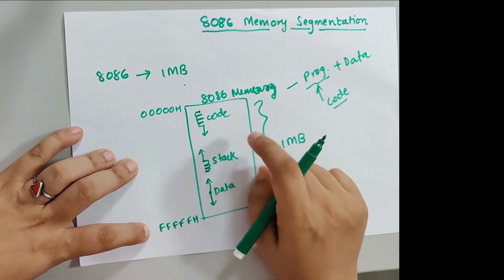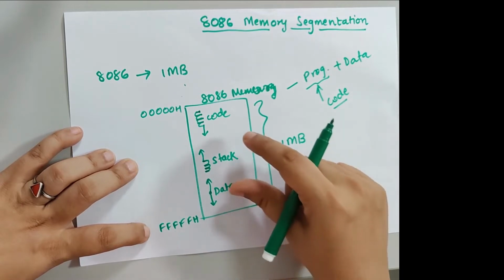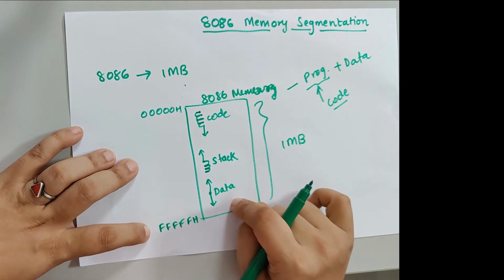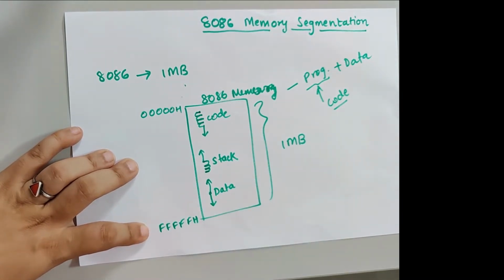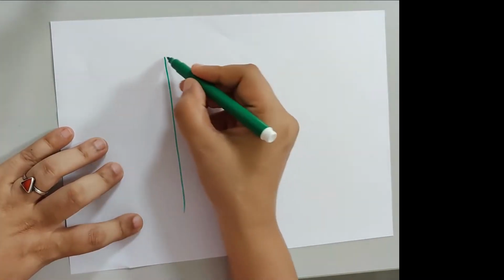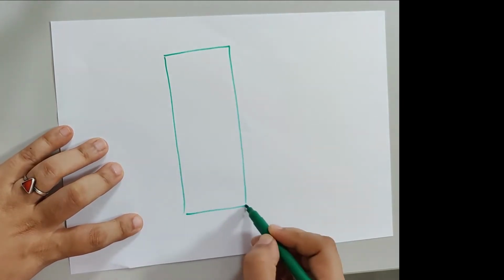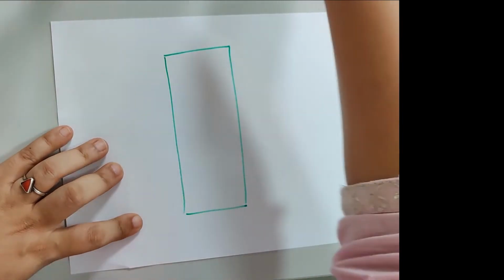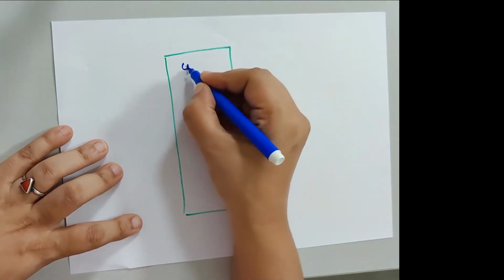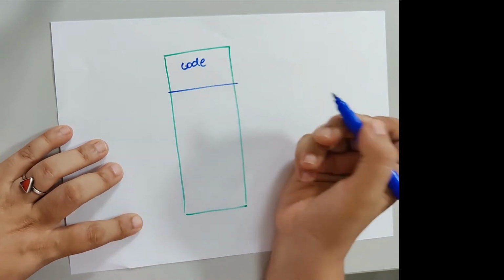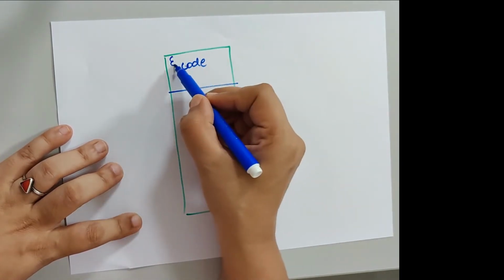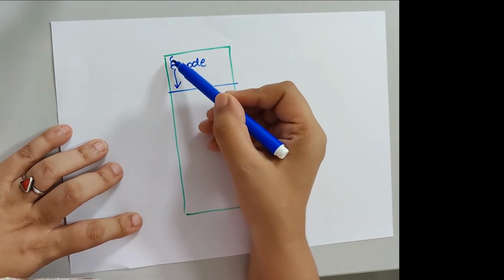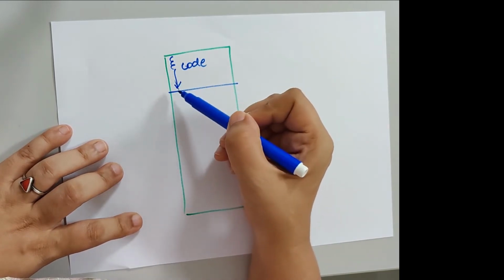To resolve this problem, the memory was segmented. Various segments were created in the memory. Now what are those segments? That we will see. In the entire 1 MB memory, various segments were created. There is the code segment, where addresses are incremented. Whatever I am storing is stored sequentially, so addresses will be incremented.